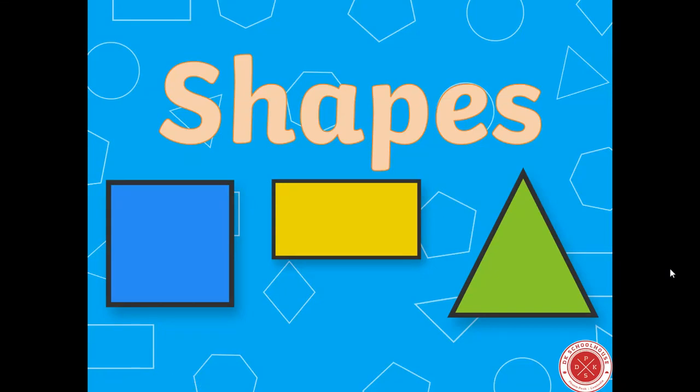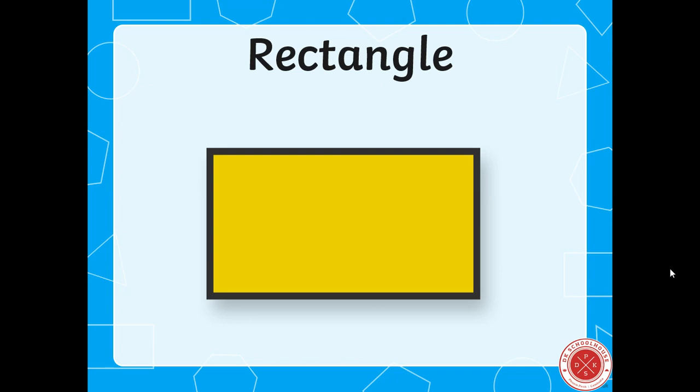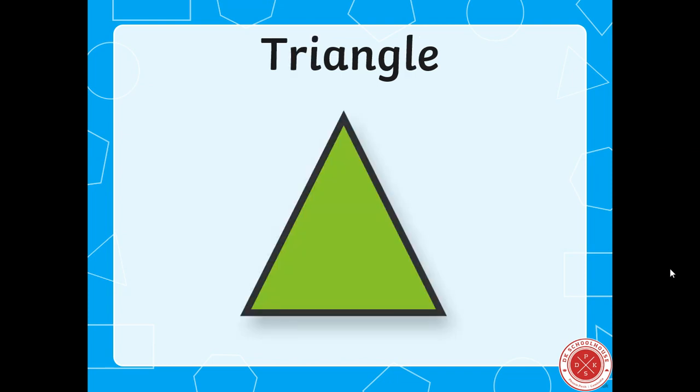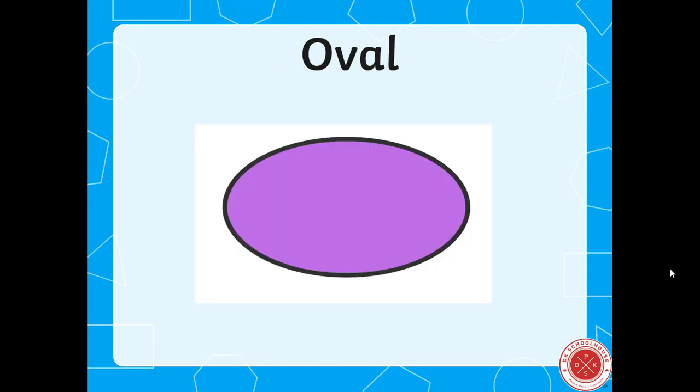It's shape time. Let's name the shapes together. This is rectangle. Say rectangle. Triangle. Say triangle. Oval. Say oval.